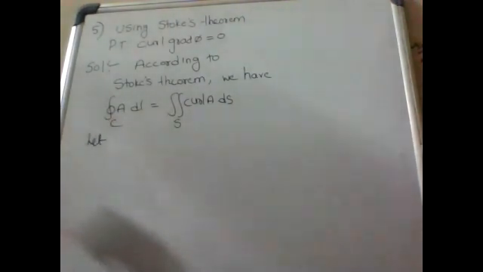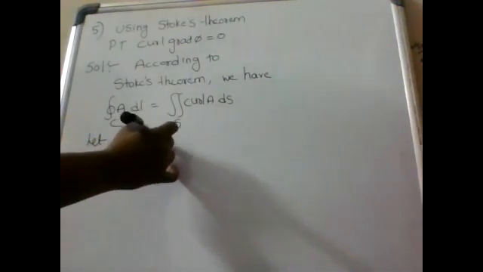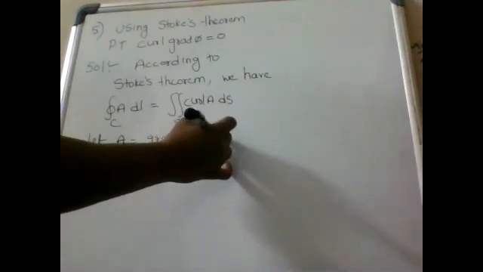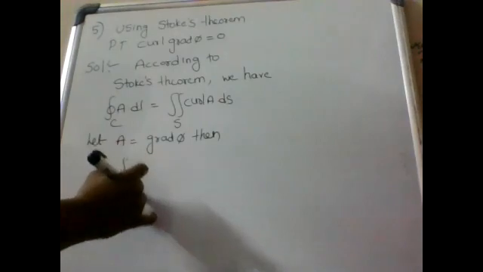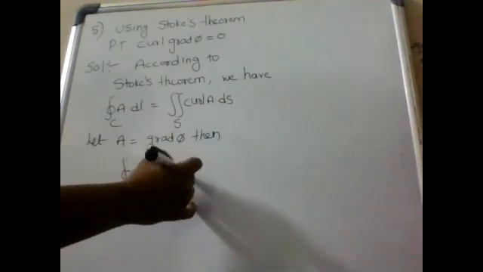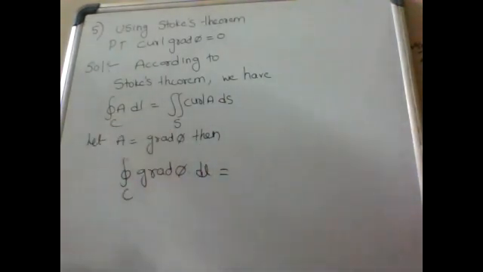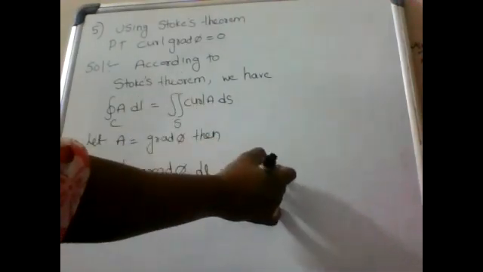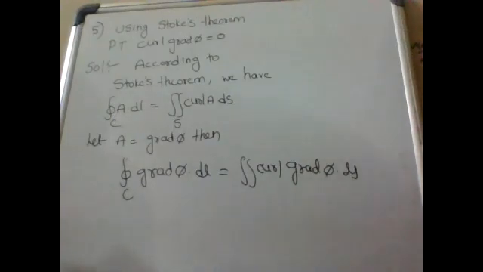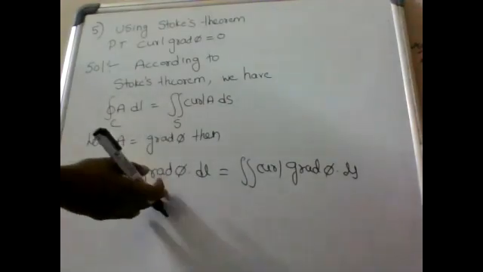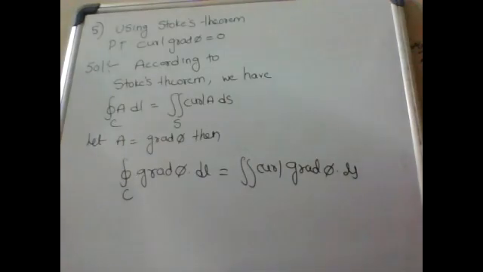Here let A equal to gradient phi. Then in place of A we have to write gradient phi. Line integral gradient phi dot dl equal to surface integration curl gradient phi into dS. Now we have to find out the gradient phi dot dl value. If this value equal to 0, then we can say that this value is equal to 0.